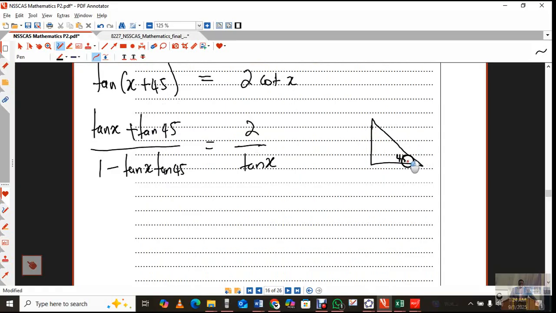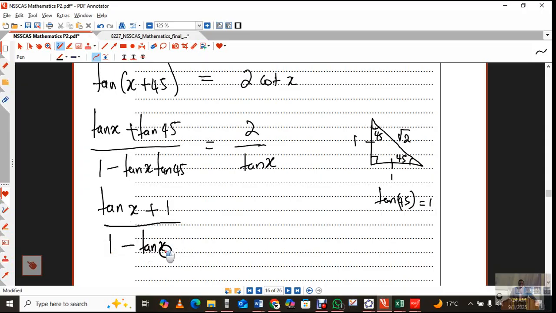You have a 45-degree angle here, you have another 45-degree angle here. This is a right angle, so let's say that's 1, that's 1, this is root 2. Tangent of 45, tangent is opposite over adjacent, so tangent of 45 is nothing but 1. So I have tan x, so this whole thing will be replaced by 1 over 1 minus tan x times 1, it's just going to be tan x over 2 tan x.